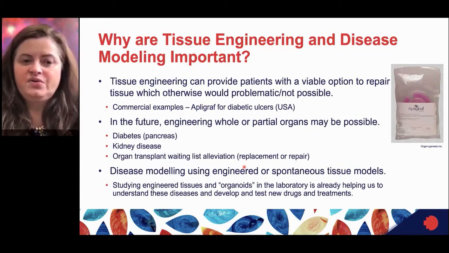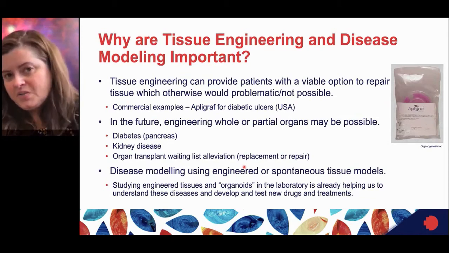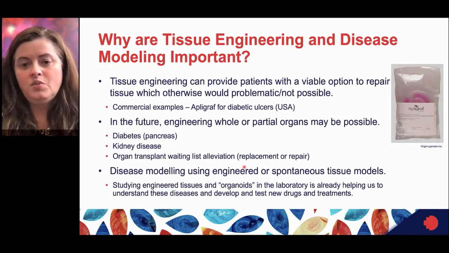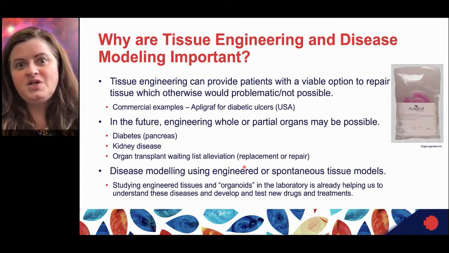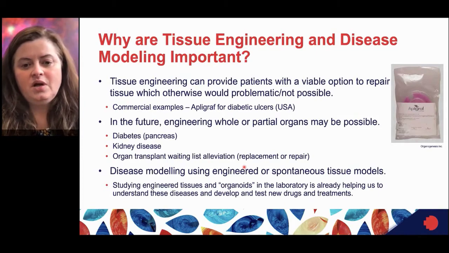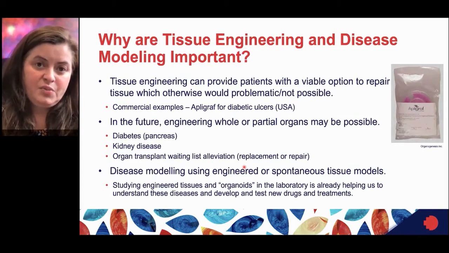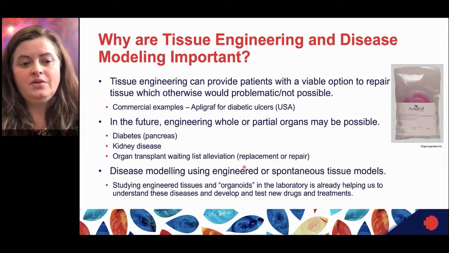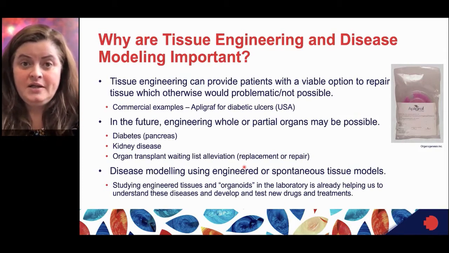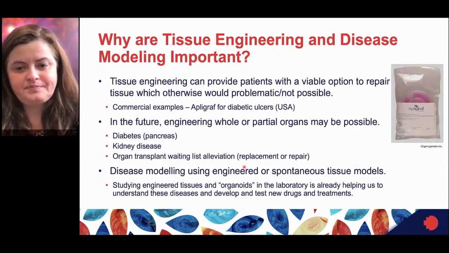In the future, we're envisaging that it's possible that we could be engineering whole or partial organs. That's where we're hoping the technology is going to move to. And this is going to have, as you can imagine, major implications. You've got things where partial parts of organs may need repairing, or you might need a whole organ replaced. And there's a lot of people around the world that are actually waiting on the organ transplant waiting lists. And this will hopefully alleviate some of that.